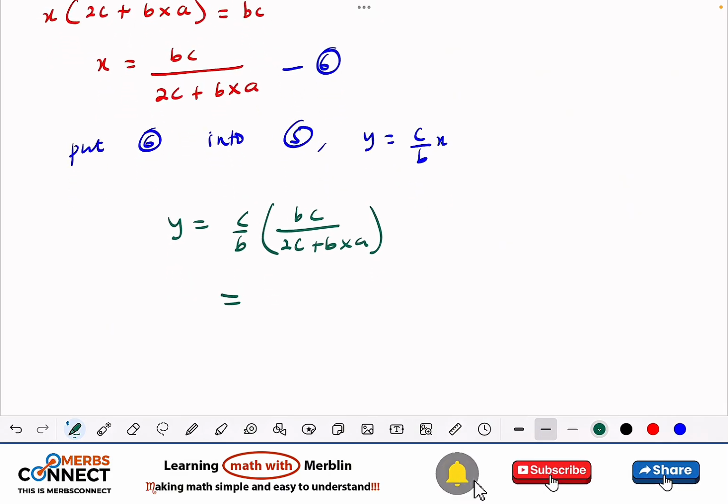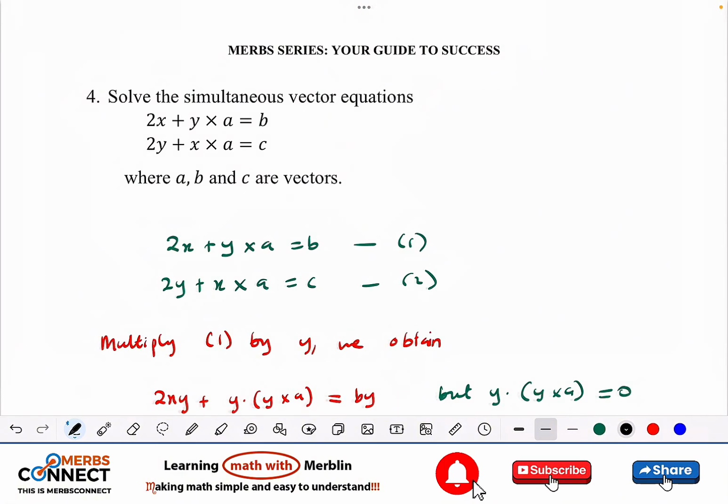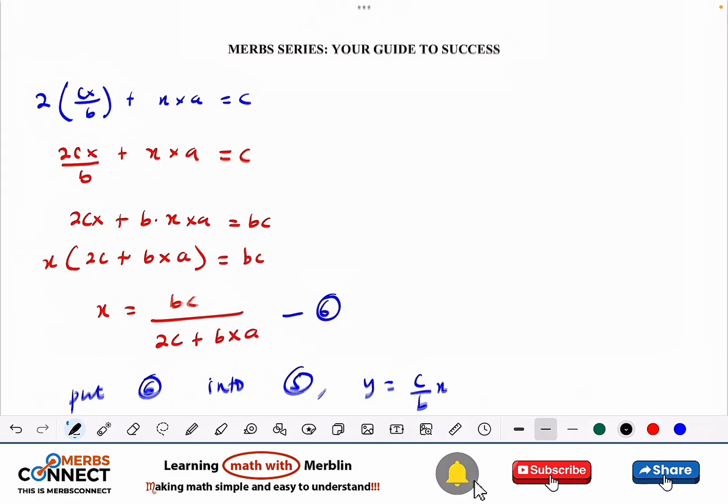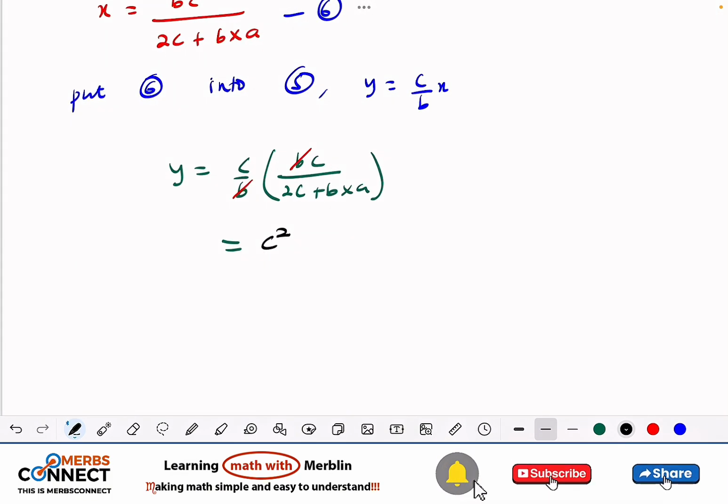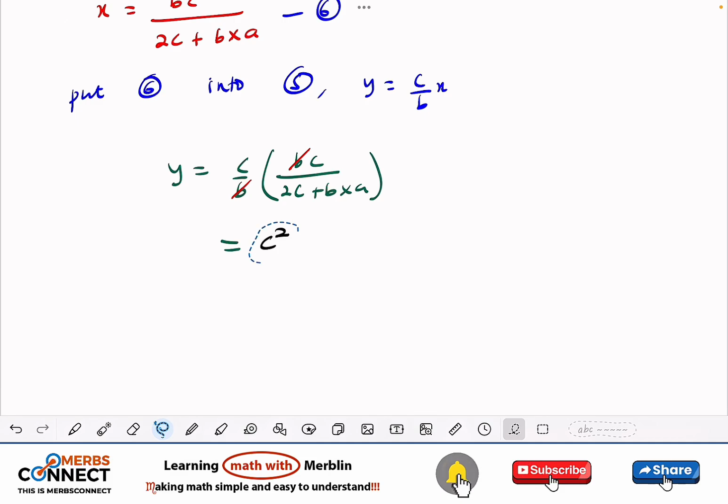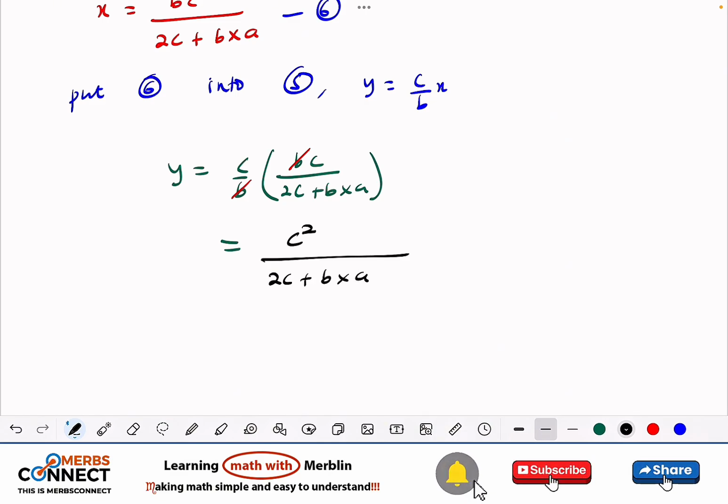If I want to just simplify, I'm going to have something like this. Let me see. Yeah, I think this guy can cancel this guy here, and I can have c squared. What was c? c is a vector. So can you get a vector squared? Yes, we can have a vector squared. So I can just write it that way. I have 2c plus b cross a. So this is my y.